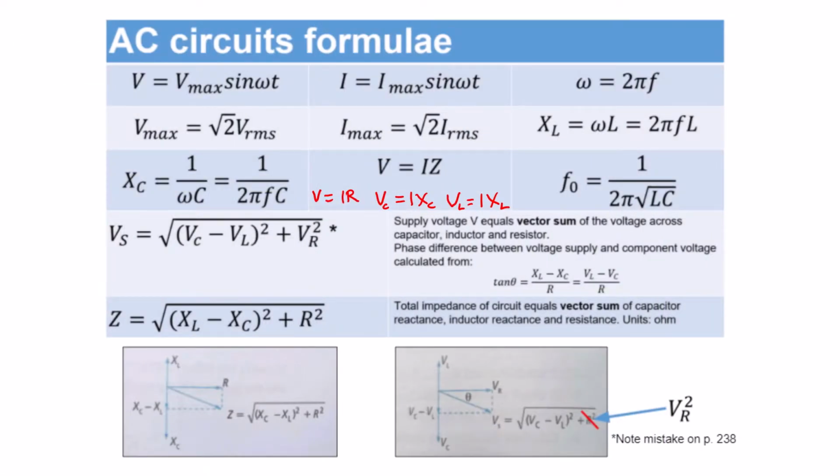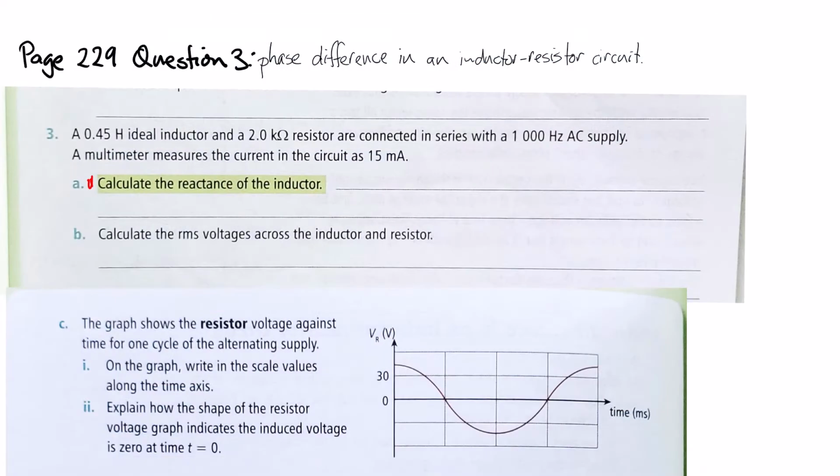Reactance of the inductor, 2 pi FL. Remember, as frequency increases, inductive reactance increases. As the frequency decreases, the reactance decreases. So let's go back to where we were. Calculate the reactance of the inductor.